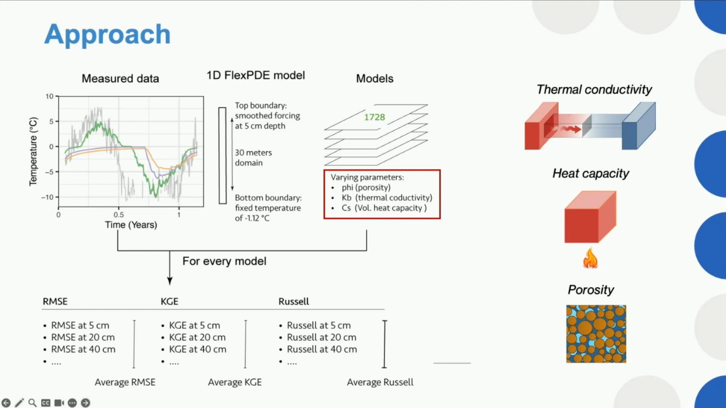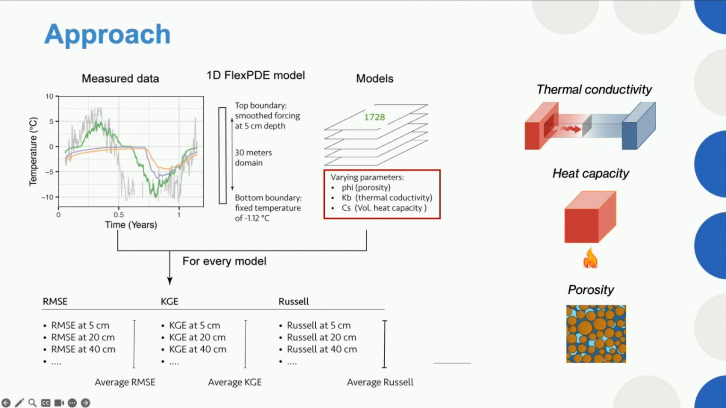And for that, we actually used 3 different approaches. So we have our 1,700 models, and then we use the root mean square error to see which model best fitted the data. We use the Klein-Gupta efficiency to see which model best fitted the data, and we used a Russell's error. And all 3 of these error measures actually focus on specific mismatches in between data and observation.